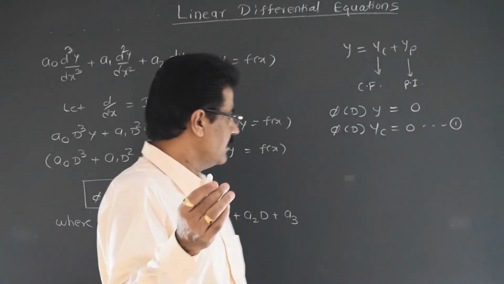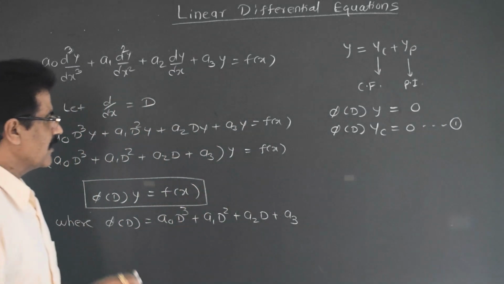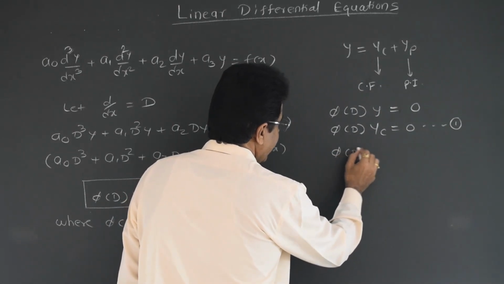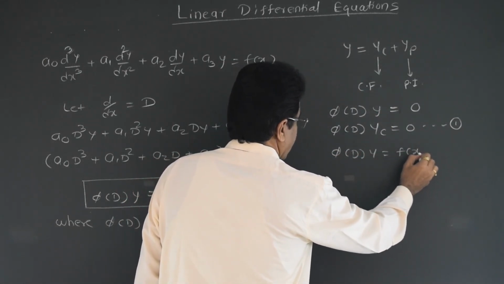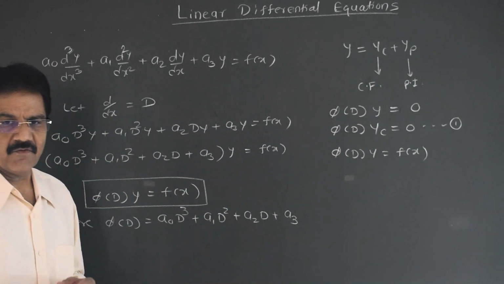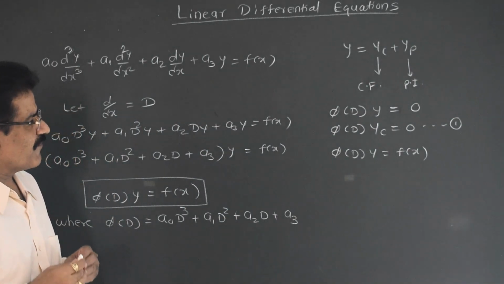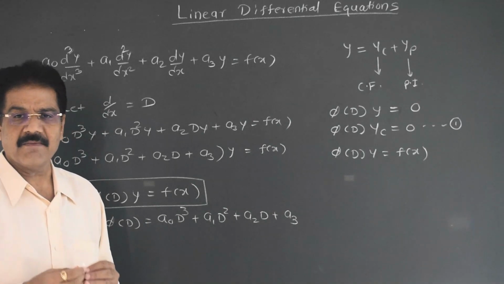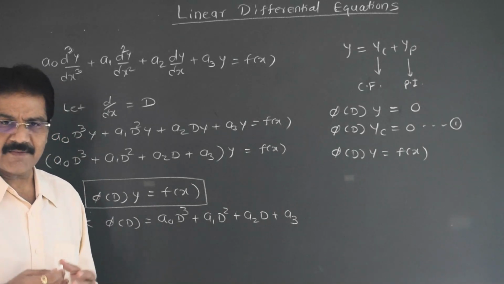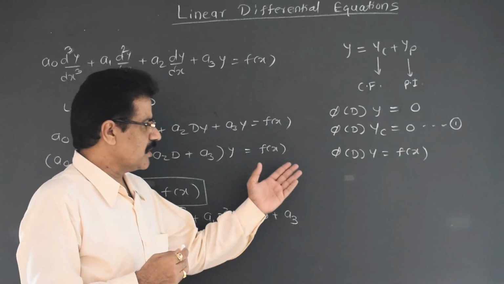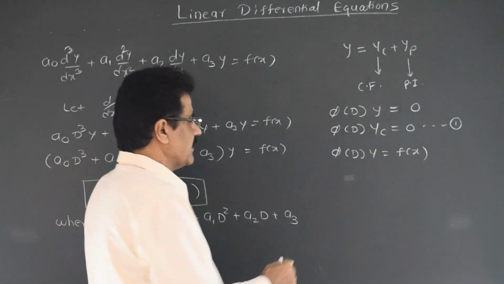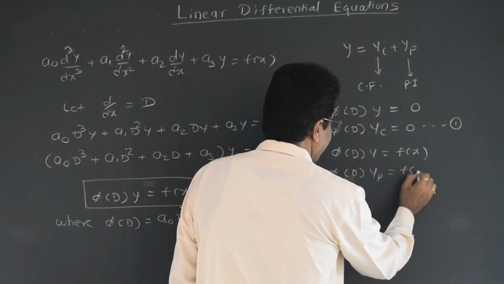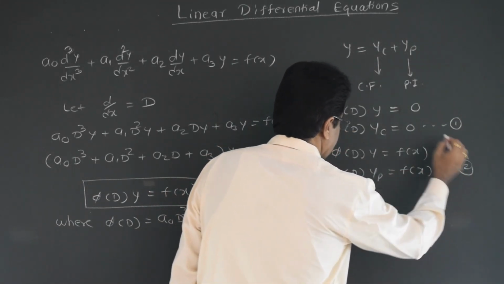How to use this we will see in the next part of this particular video. Next, φ(D)y = f(x). Now this is the differential equation when the RHS is present. So φ(D)y = f(x) and its solution is given by yp, the particular integral. Again the same concept: if yp is the solution of φ(D)y = f(x), it has to satisfy the equation. So we can write φ(D)yp = f(x).